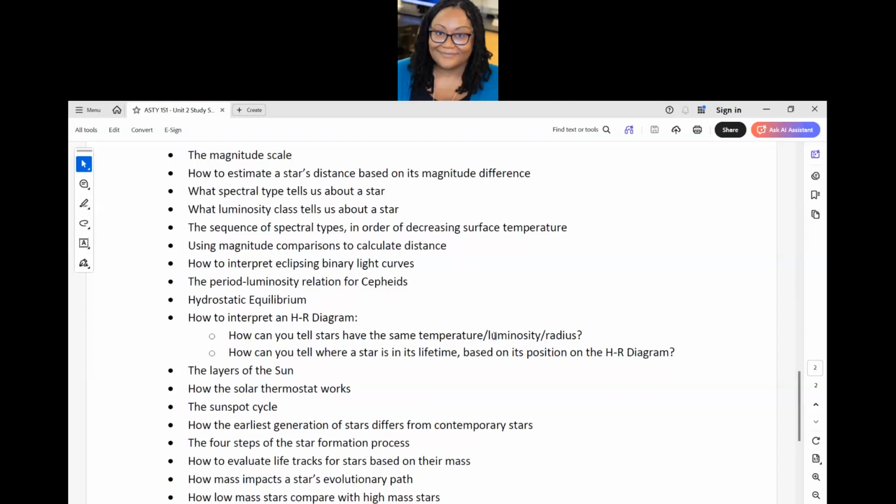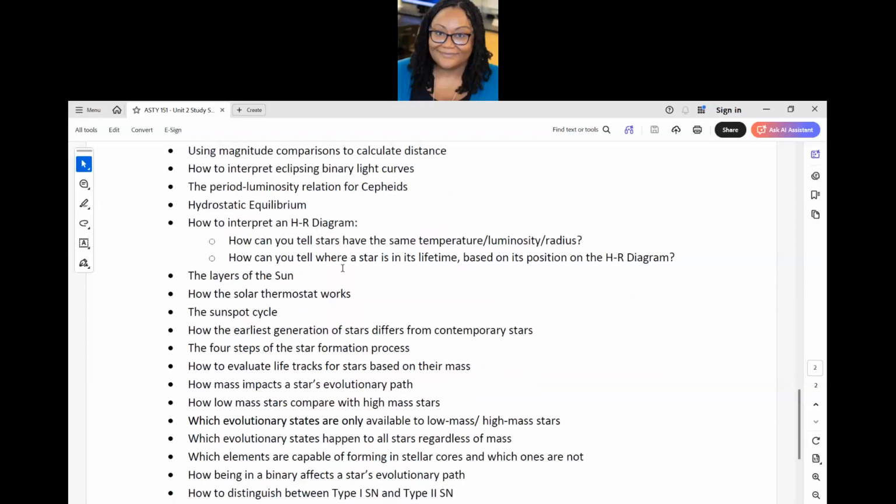For temperature, if you can connect them with a vertical line, then they share a temperature. If you can connect two stars with a horizontal, they share a luminosity. And if two stars fall on the same isoradial line, the ones that cut diagonally from top left to bottom right, they have different temperatures and different luminosities, but their radii are going to be the same.